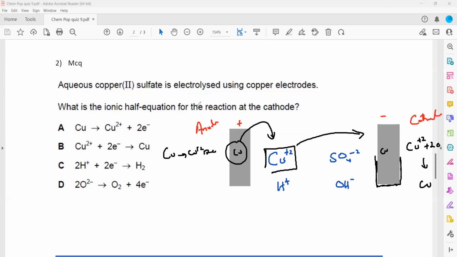The question is, what is the ionic half equation for the reaction at the cathode? So at the cathode, the copper ions gain 2 electrons to form copper atom. That's why B is the right answer. Is it clear, this one? This was pop quiz 9, which was related to last week.